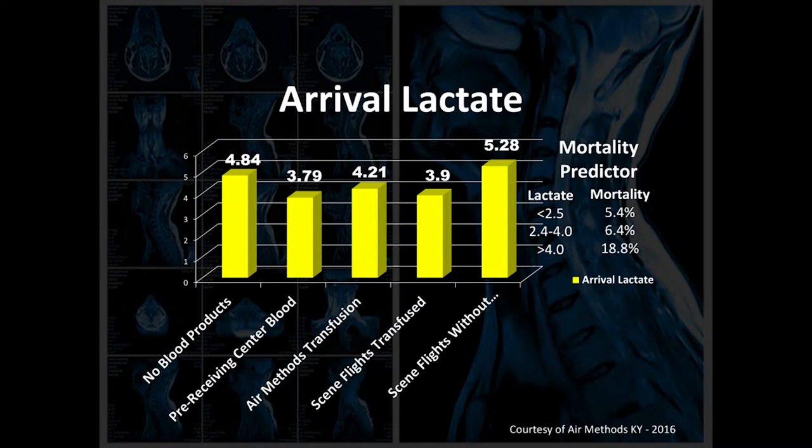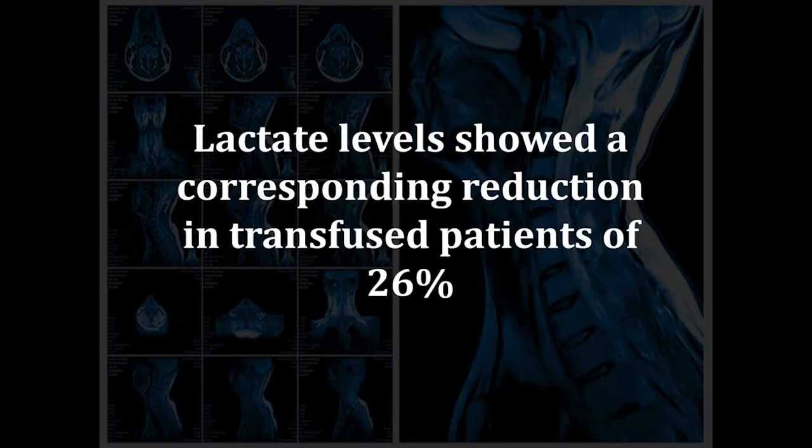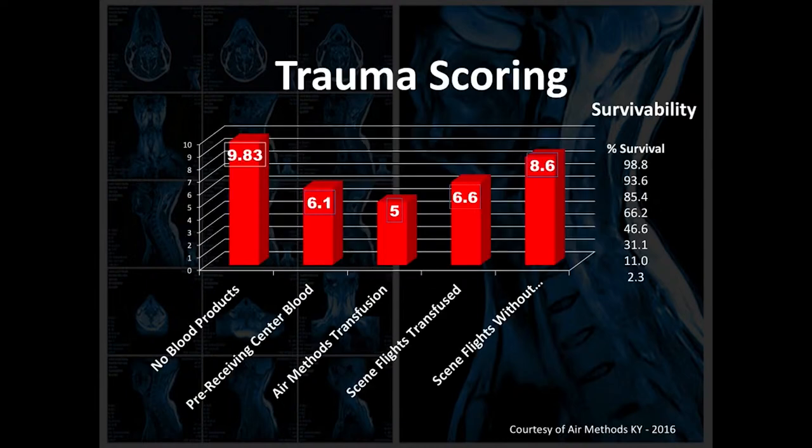The thing we have to remember is lactate is produced in aerobic and anaerobic metabolism both. Lactate is a biofuel that our brain, our heart, our different organs utilize as a fuel source. And so lactate is not a bad thing in our normal amounts. Our body uses it. But it's an indicator of a higher stress load, and that is all based on that sympathetic response. Lactate levels showed a corresponding reduction in transfused patients of 26%, and that is huge.